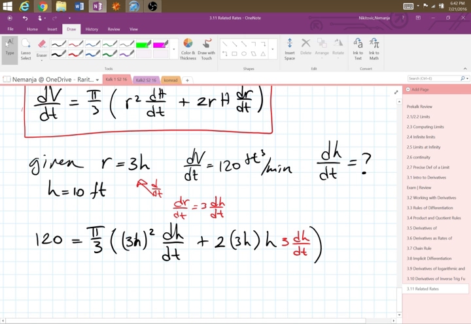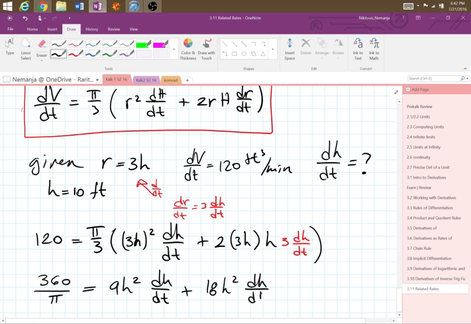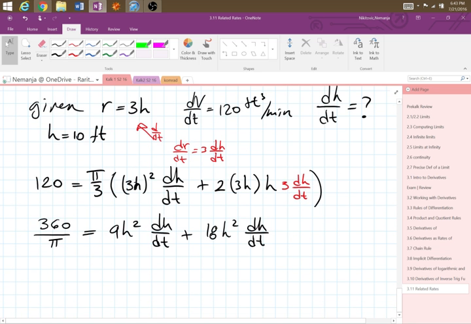Clean up the algebra, solve for dH/dt. The rest are numbers. You have everything. So this becomes 360/π equals 9h² dH/dt plus 9·18h²... Did I do that right? 3 times 3 is 9, times 2 is 18h² dH/dt. Awesome. Wow, these are the same, so we add them. So 360/π equals 9 plus 18, which is 27, h² dH/dt.